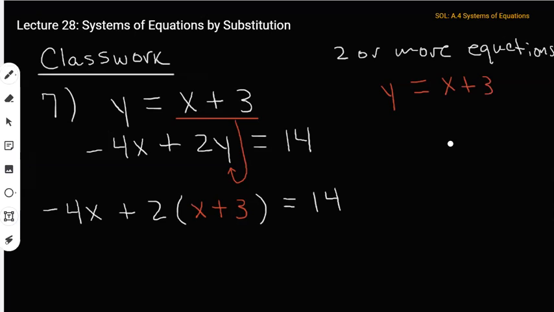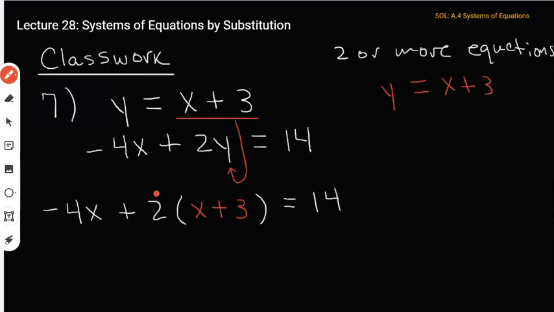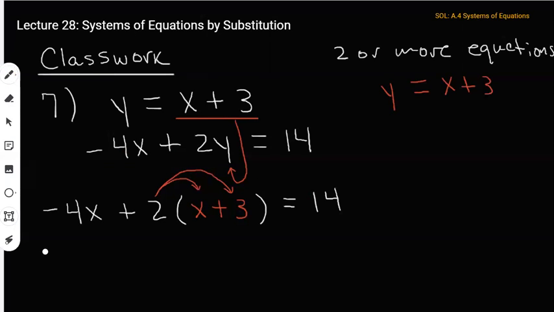So now what we can do is the distributive property. I'm going to draw an arrow from the 2 to the x on the inside and to the 3 on the inside. We're going to multiply everything by 2. So the negative 4x is going to come down. If I multiply 2 times x, I'm going to get 2x. And if I multiply 2 by 3, I'm going to get 6. And everything is still equal to 14.